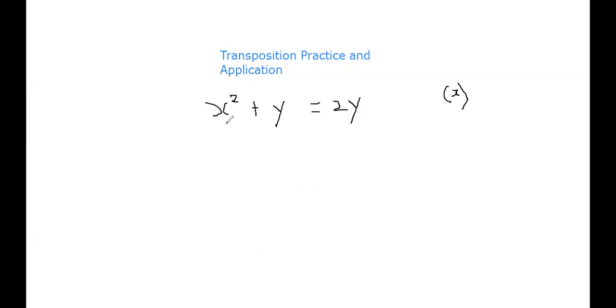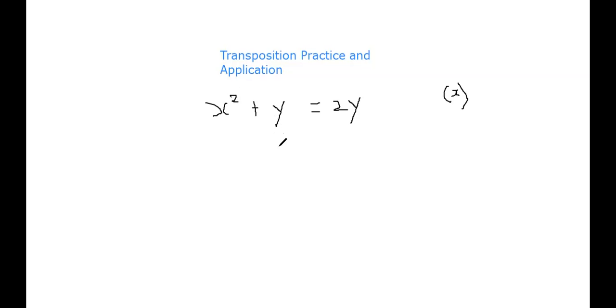So here we have x squared plus y equal to 2y. So we're trying to make this variable the subject, x. That tells us we need to get rid of this y. We need to take it over the equal sign. And also we need to take over the power of x, which is a square. So the answer is the square root of y.